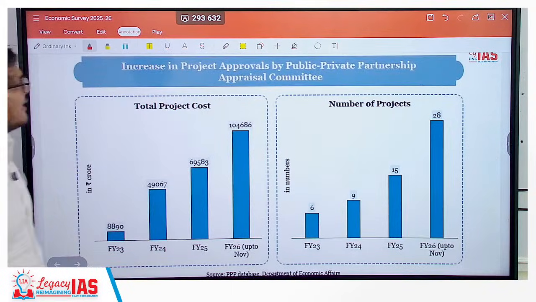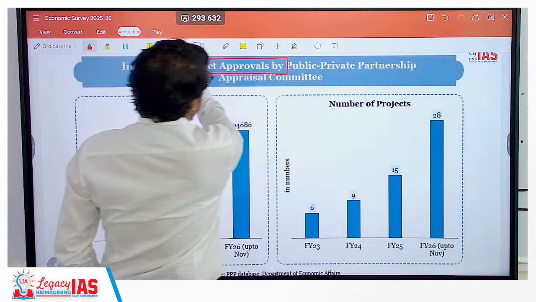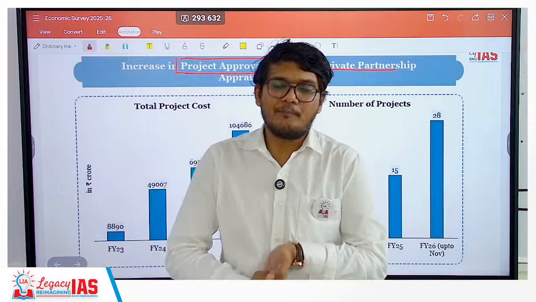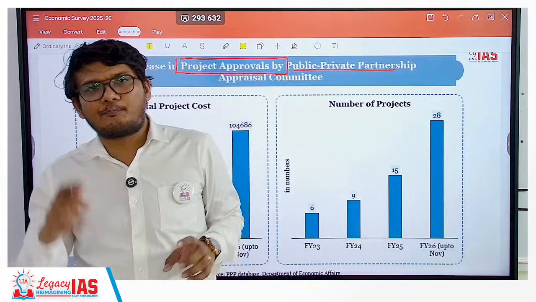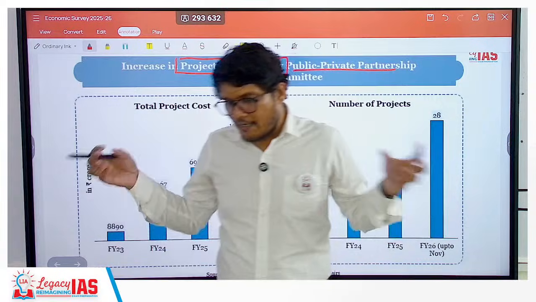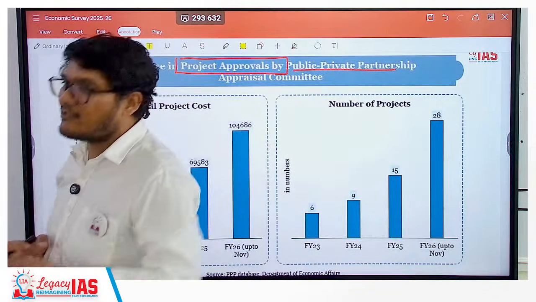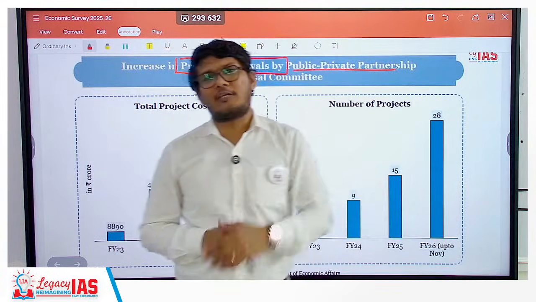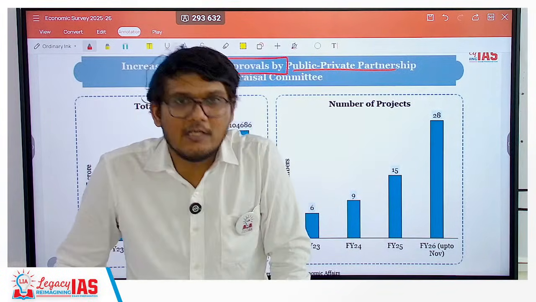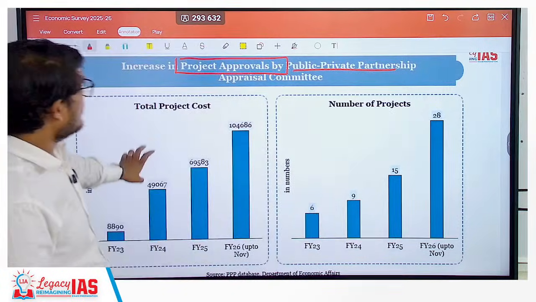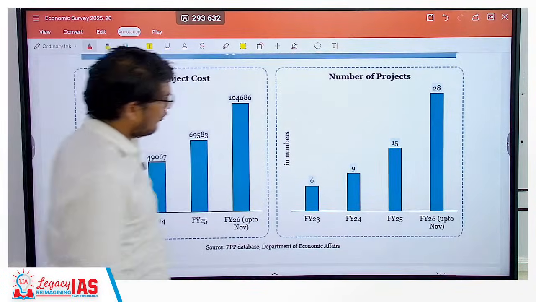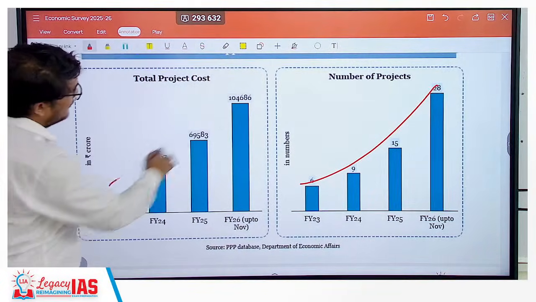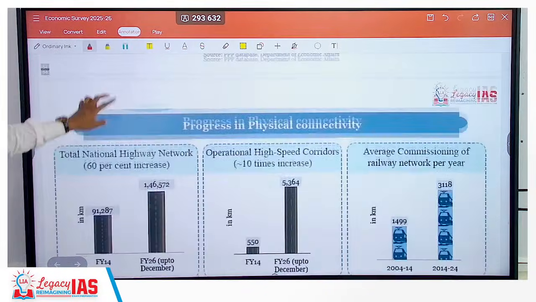Then you have an increase in the project approvals by public-private partnership, PPP projects, in which the money majorly is provided by the private sector, who undertakes the construction of the projects, completes the project construction, and earns the revenue by operating that project for 25, 30, 35 years. That is the concept of a PPP project. So the number of projects that have been approved has considerably increased under PPP, as a result of which the value of the projects has also increased.